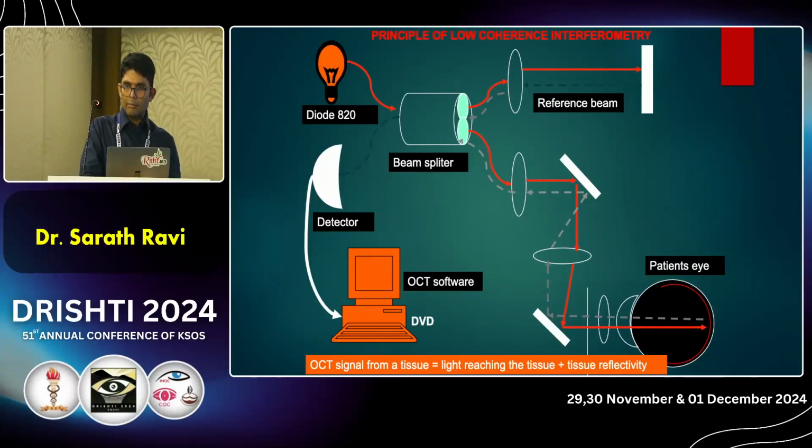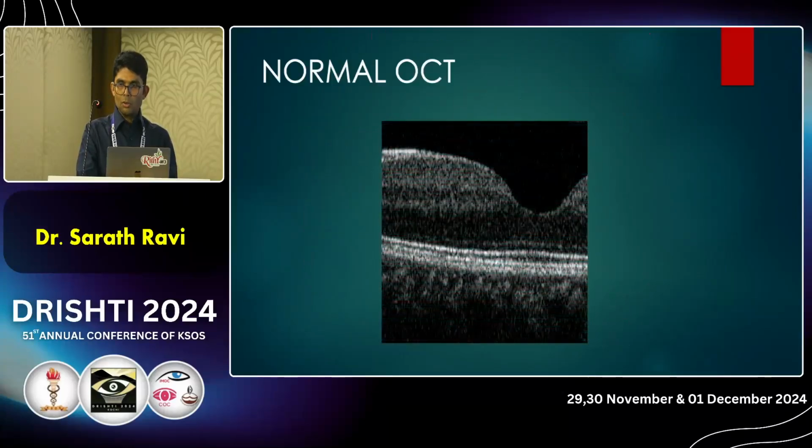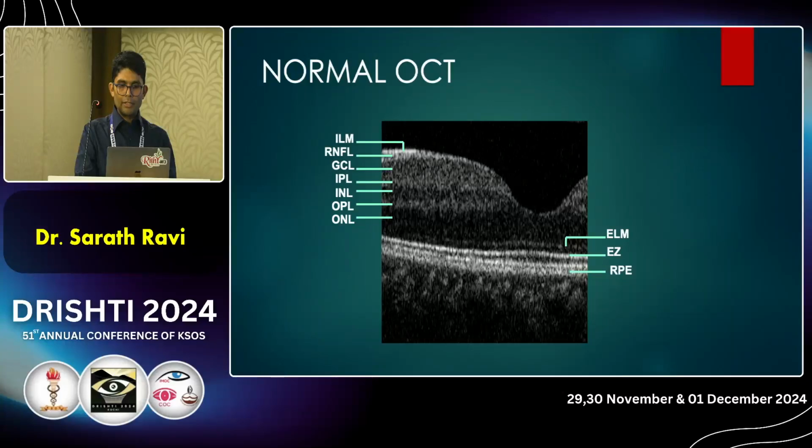And the time delay, the echo time delay between the two beams is extrapolated into the OCT scan. A normal OCT helps in visualizing all the layers of the retina, while the internal limiting membrane, the RNFL and the RPE appear highly reflective. The plexiform layers and the external limiting membrane appear moderately reflective, and nuclear layers are low reflective.